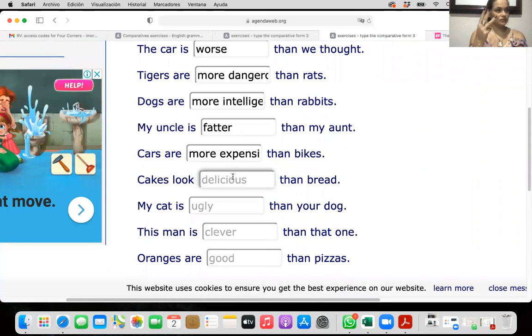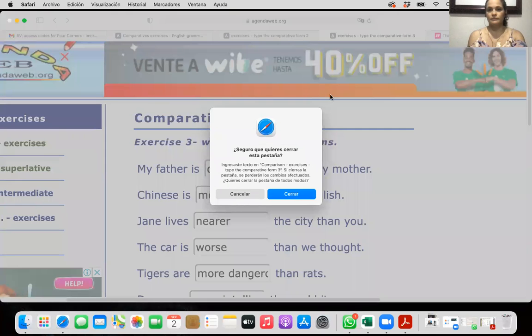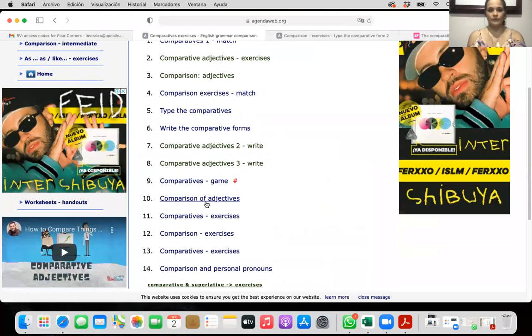Delicious, 3 syllables, more delicious. Ugly has a Y, so it changes to uglier. Clever, 2 syllables, more clever. And good, irregular, changes to better. Okay. Let's go to the next one. Let's do one more, comparative adjectives.